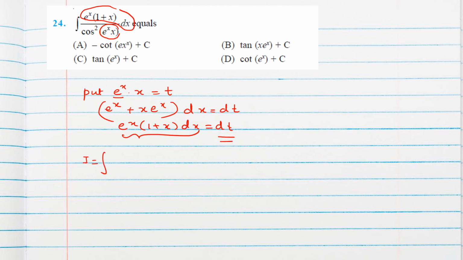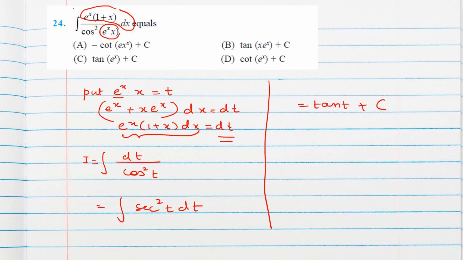So integral will be now dt by cos square. This complete angle is t. Okay, so sec square t dt, which is tan t plus c. So t we can resubstitute here, x e power x, which is option B. Option B is correct.